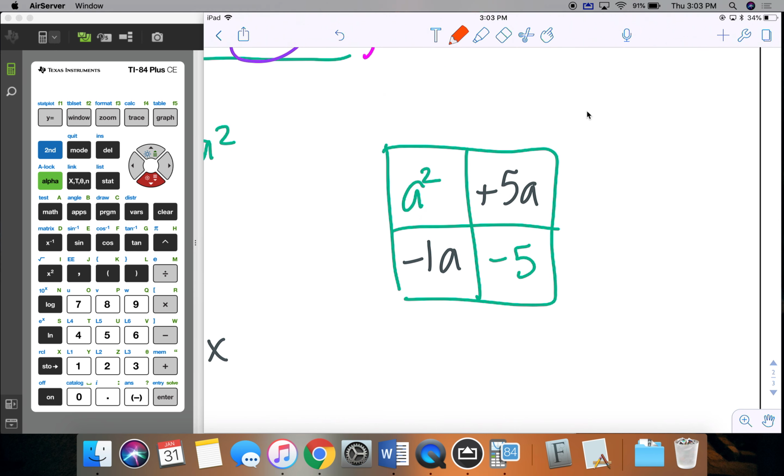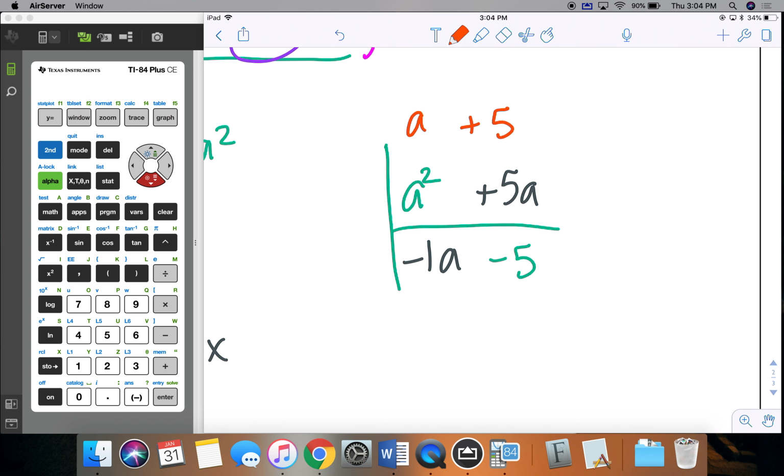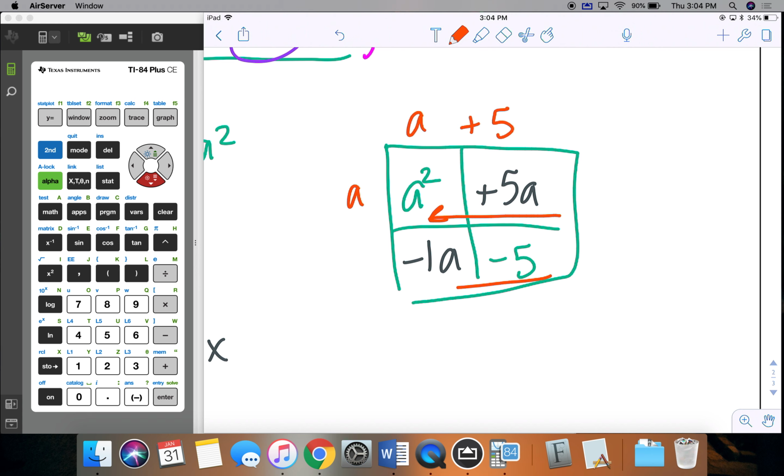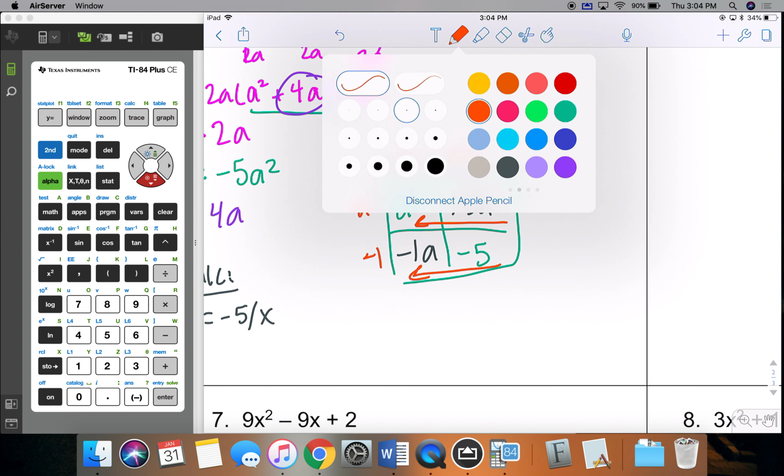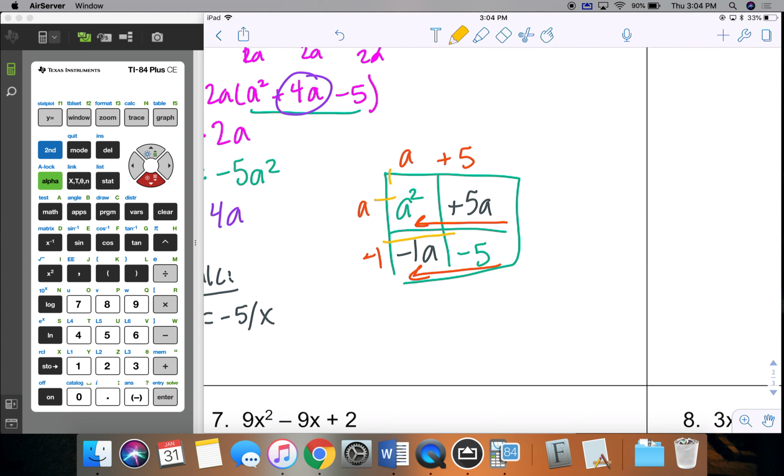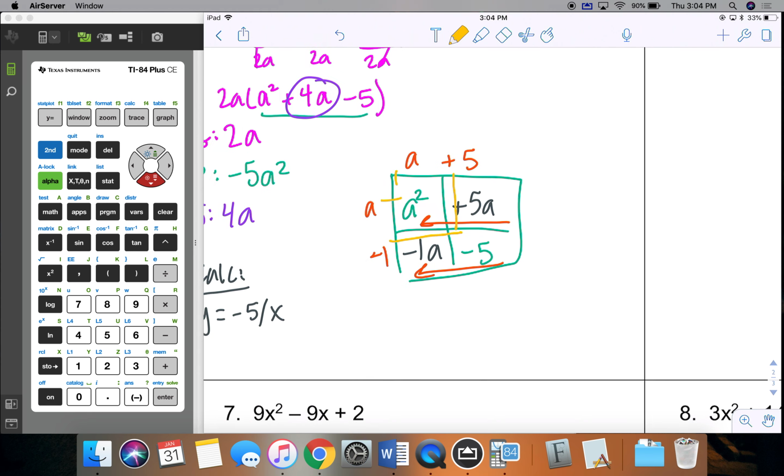So my final piece is to take out GCFs vertically and horizontally. So vertically, I'm looking at A squared and negative 1A. They only share an A. 5A and negative 5 share a 5. And then horizontally, A squared and 5 share an A. Negative 1 and negative 5 share a negative. Remember, if I do a quick check, A times A gives me A squared. Negative 1 times 5 is negative 5.